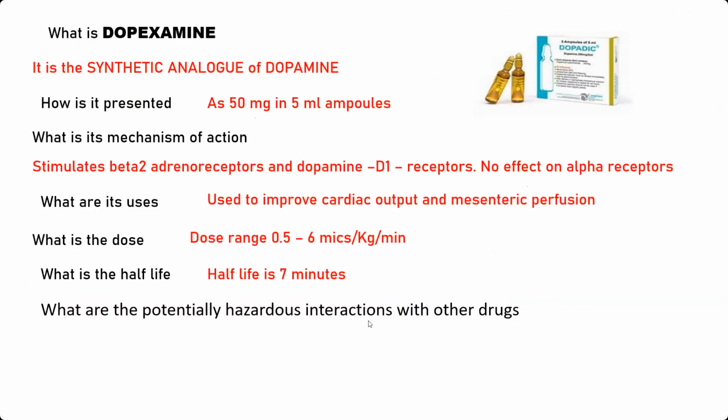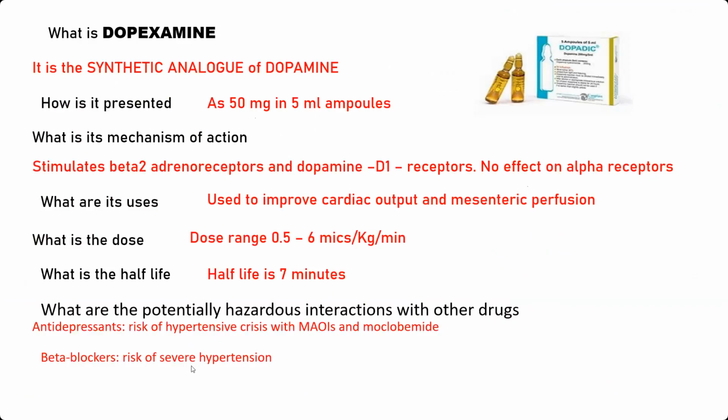Potentially hazardous interactions with other drugs are antidepressants, with risk of hypertensive crisis with MAOIs, and beta blockers, with risk of severe hypertension, and sympathomimetics, where the effects of adrenaline are possibly enhanced. So these are the drugs where we have to use this drug carefully.